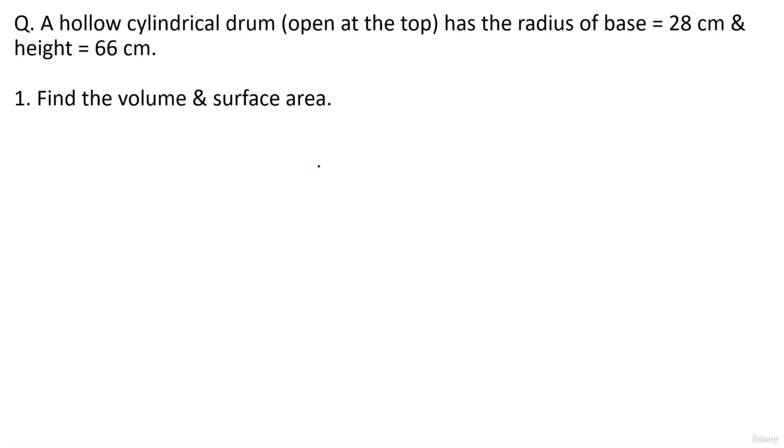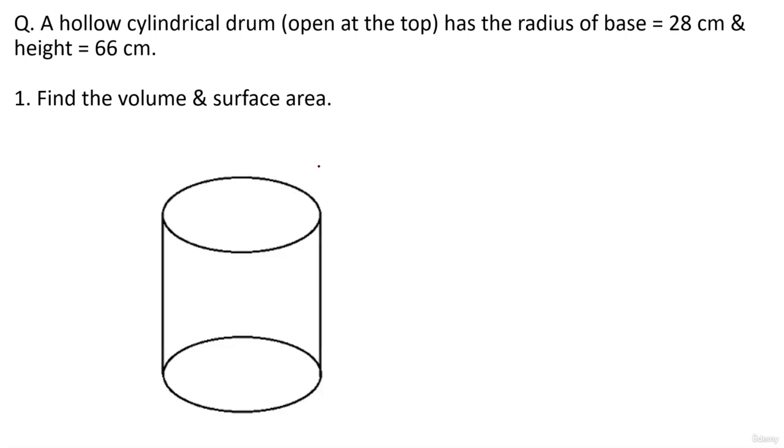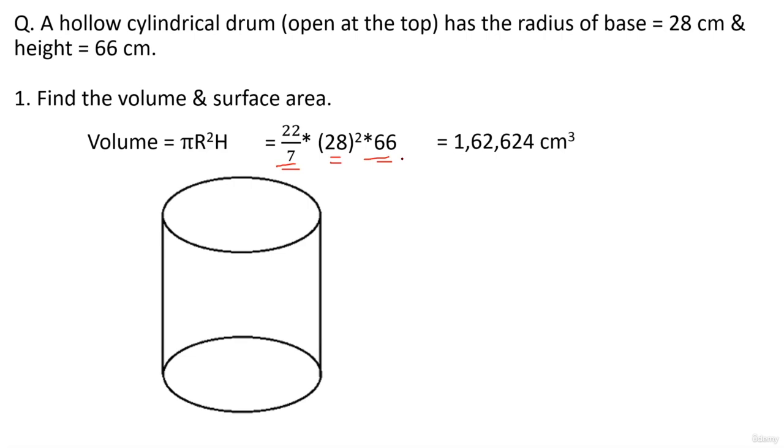So in this case, the volume will be the same formula, pi r square h. Pi is 22 by 7, the radius is 28 as per the question, and the height is 66. Applying pi r square h, you get the volume as 1,62,624. Now the second part is to find out the surface area, guys.